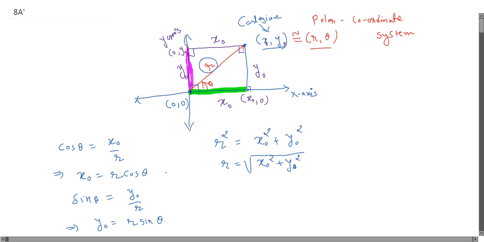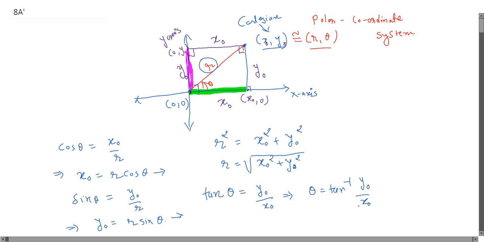If you know this and this, then you can find out the relation of theta also. From here, let's apply sin theta by cos theta. So we are having tan theta. Ratio of this will be tan theta. Okay, so it will be y0 by x0 because r will be cancelled. So it is equal to y0 by x0. From this, you can get theta is equal to tan inverse y0 by x0.